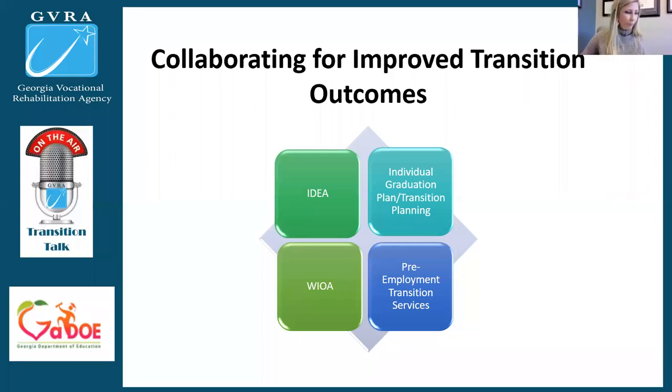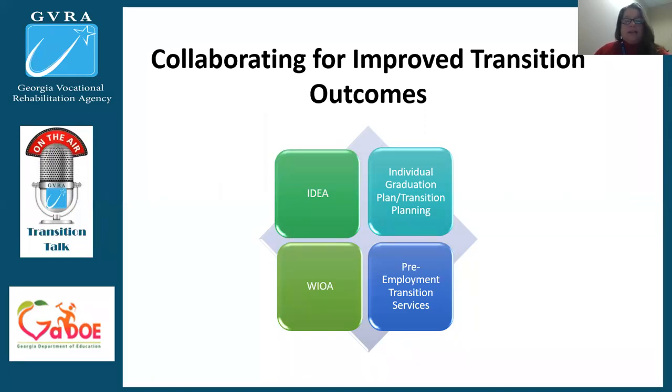Thank you, Lila. For the GVRA side of legislation, we have the Workforce Innovation and Opportunity Act that was signed into law in 2014. It was a reauthorization of the Rehab Act of 1973. And the newer parts in the WIOA legislation really focused on youth and students with disabilities, or students who potentially meet the criteria of having a disability and could be served by the VR programs.